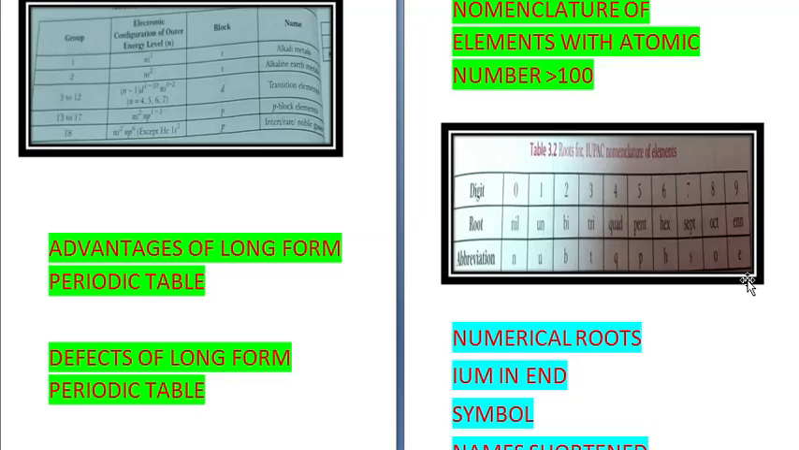Then the roots of each atomic number digit are combined. First you will see the numerical root of each digit, then in the end you combine it with ium. Then the symbol of the element is obtained by combining the first letter of each root for each digit of the atomic number. It will obviously have more than one digit, so the first letter of each root is taken.